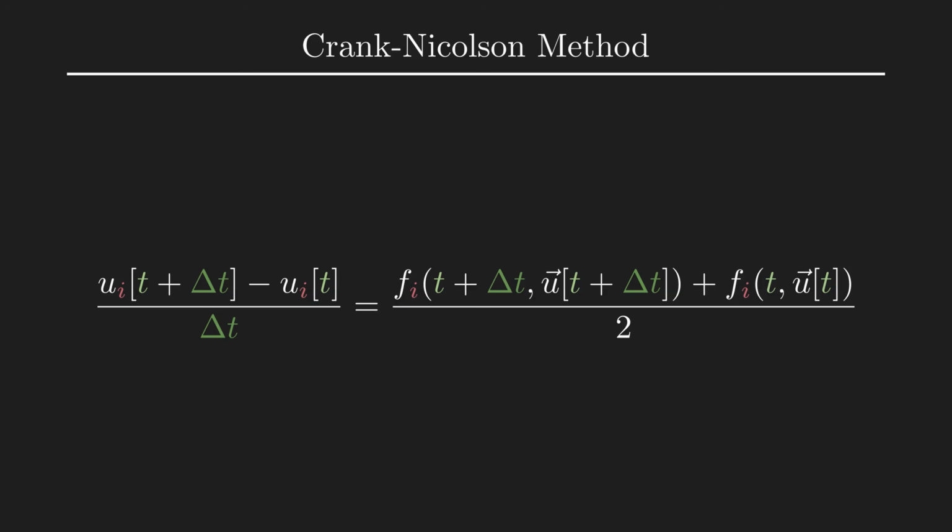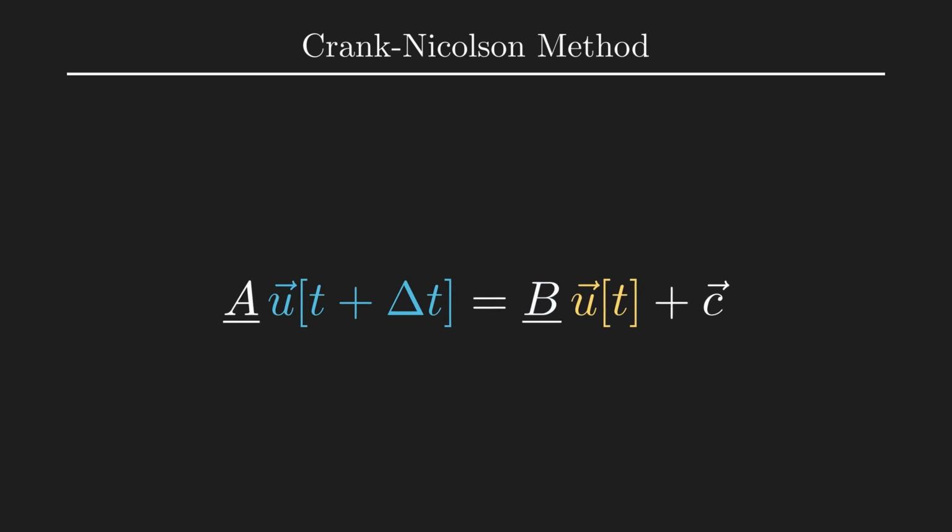What we can notice right away with this method is that now all of a sudden the current terms and the next terms are mixed. For linear problems like ours, we can do some maths magic and simplify it to this expression, where A and B are both matrices, and C is a vector.